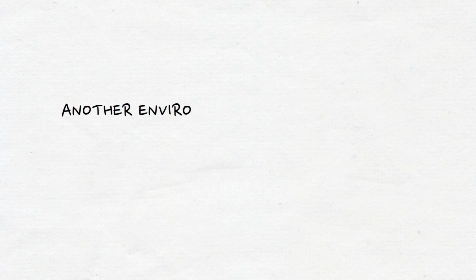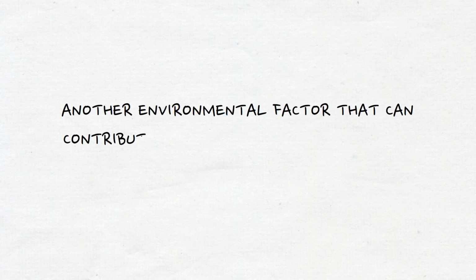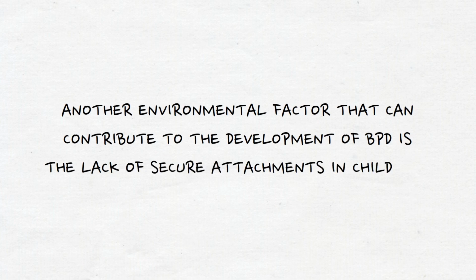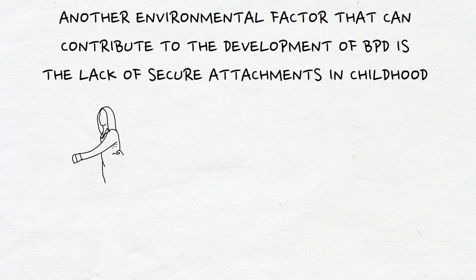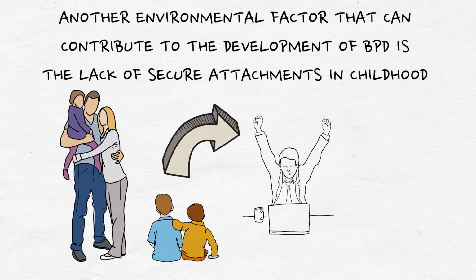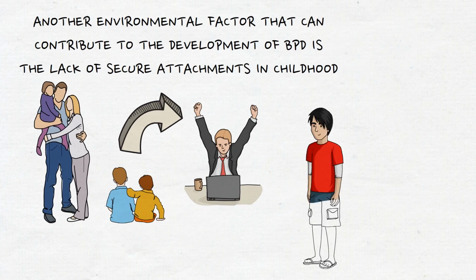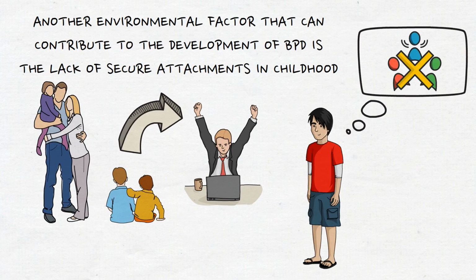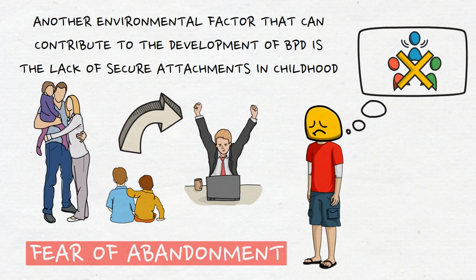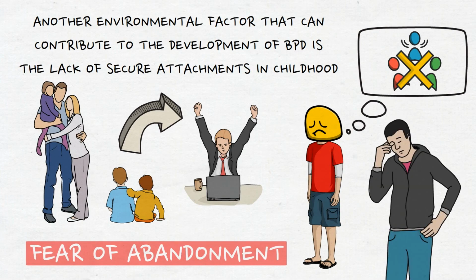Another environmental factor that can contribute to the development of BPD is the lack of secure attachments in childhood. Secure attachments are crucial for the development of healthy relationships and a stable sense of self. Children who grow up without secure attachments are more likely to struggle with feelings of abandonment and fear of abandonment, which can lead to the development of BPD.